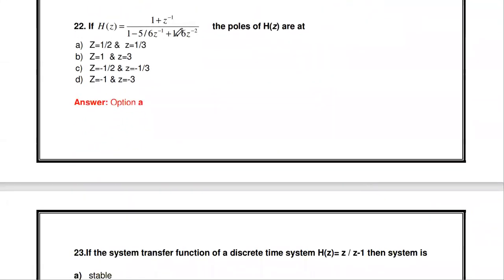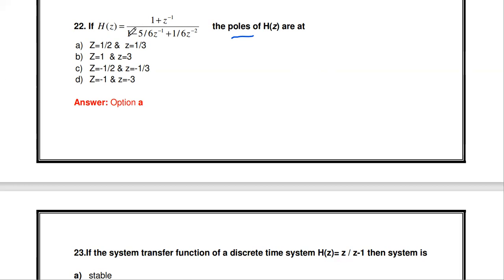Then the next question: if H(z) is equal to (1 + z^-1) divided by (1 - 5/6 z^-1 + 1/6 z^-2), the poles of H(z) are at dash. So what is meant by poles? Poles are the roots of the denominator polynomial. We are calling them poles.